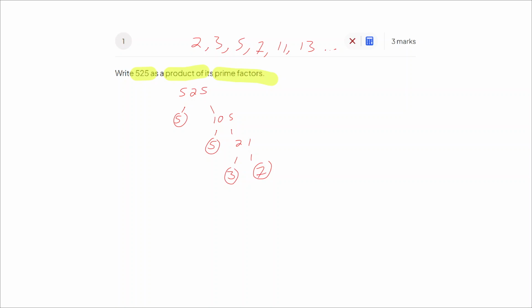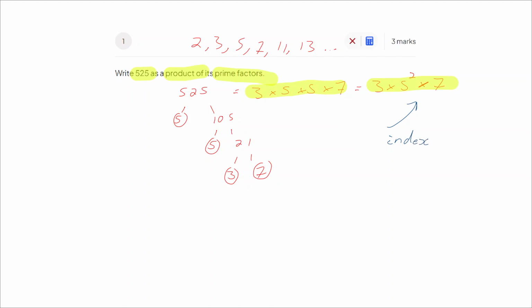So simply 525 is going to be equal to, in order, 3 times 5 times 5 times 7, okay, or in index form, you could write it as 3 times 5 squared, times 7. Okay, they both mean the same thing. They're both correct. Just this one, you've written in index form because you've got powers there.